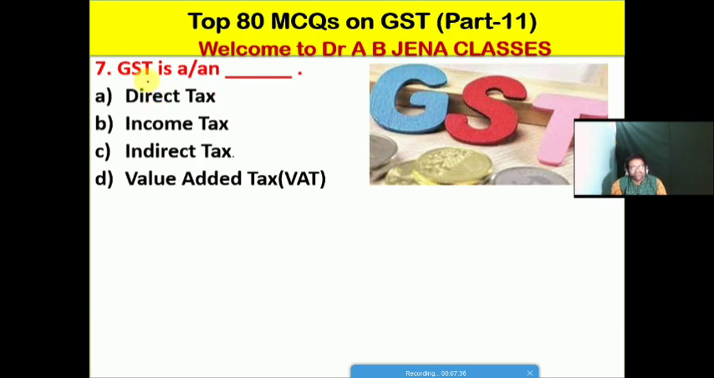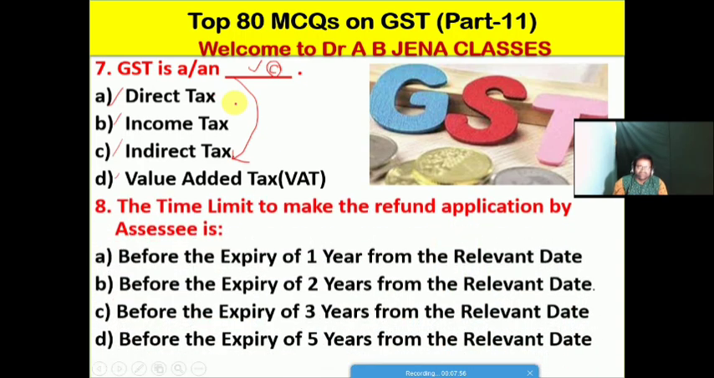The GST Council is the apex body that decides the policies with respect to GST in India. Next MCQ: what type of tax is GST? Whether it is a direct tax, the income tax, an indirect tax, or D, the value added tax. No doubt friends, C is the right option. So GST is an indirect tax.